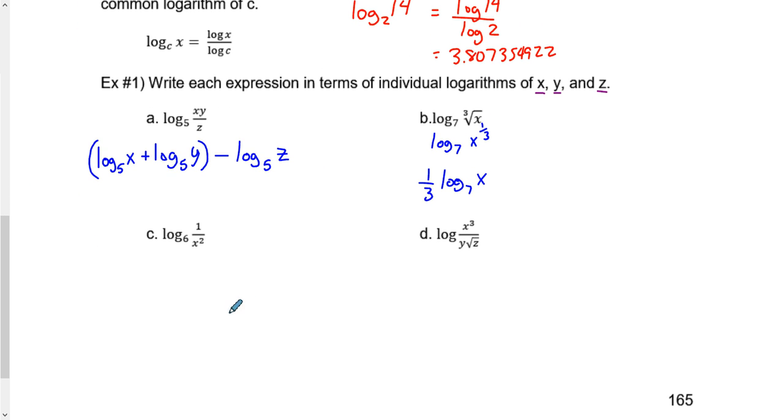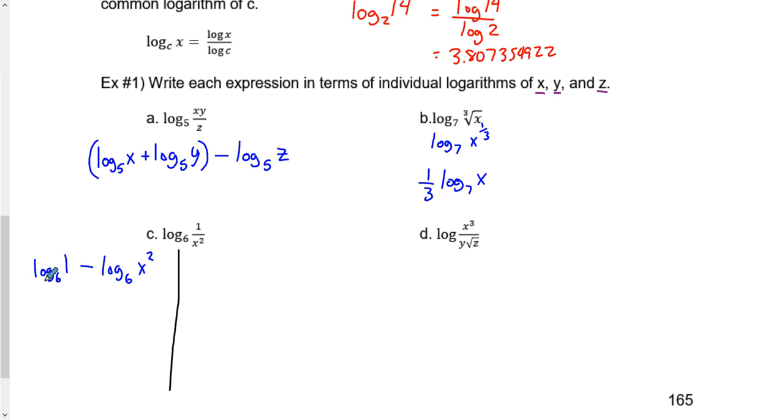This next one's going to be a little bit tricky, but that's just because I'm going to show you a few things. There's two ways of treating this. The first one is actually the long way, and I'll show you it. The log base 6 of 1 over x squared. So that's going to be the log base 6 of 1 divided by, so division means subtraction, log base 6 of x squared. Okay, so that works.